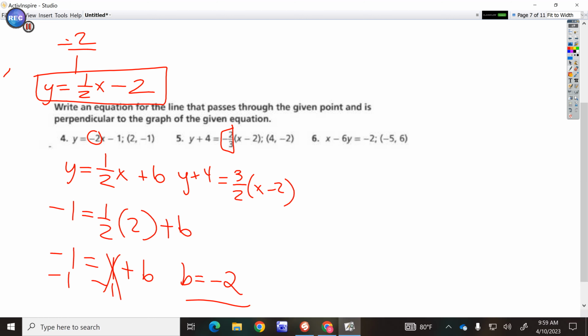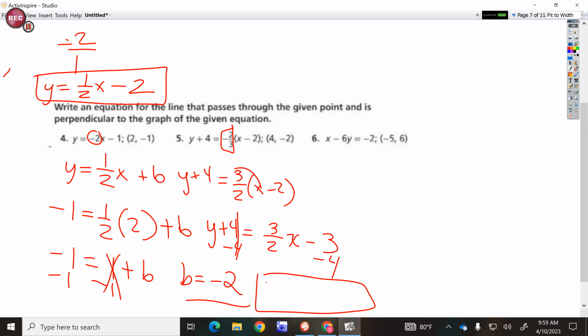And now we're ready to solve this thing. Distribute 3 over 2. 3 over 2 times x, 3 over 2 x. 3 over 2 times negative 2, negative 3. Bring down your y plus 4. Now is y by itself? Not yet. What do we got to do to get it by itself? Minus 4. If you subtract 4 from one side, subtract 4 from the other, and now we have the real answer. y equals 3 over 2 x.